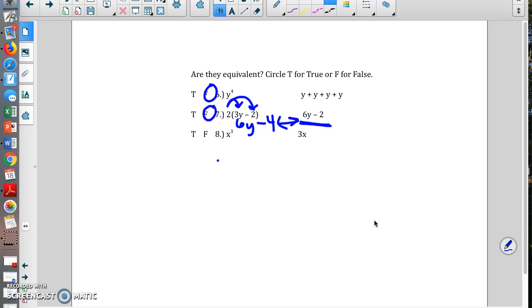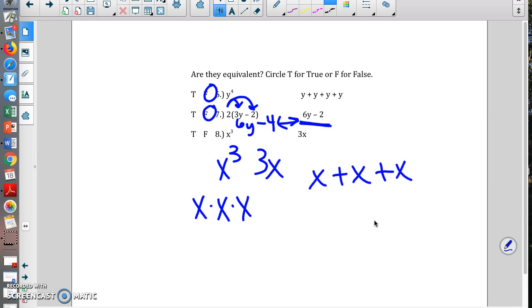The last one is x to the 3rd power and 3x. So we look and see, okay, x to the 3rd power is x times x times x. 3x does not equal that. 3x would be x plus x plus x, just like that one up there. So that one is also false.